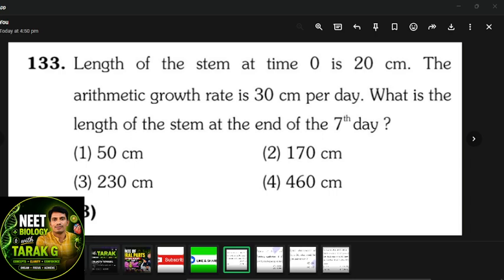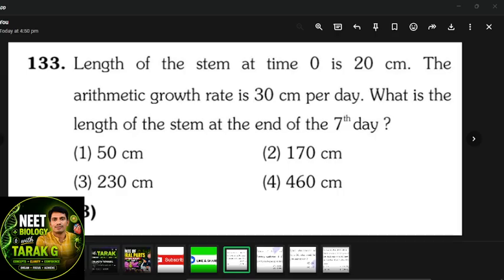Dear students, today's session I'm going to explain some numericals which were asked in yesterday's re-NEET exam. See here, question 133. The length of the stem at time 0 is given as 20 centimeters. This numerical is very important. At time 0 the length is 20 centimeters.